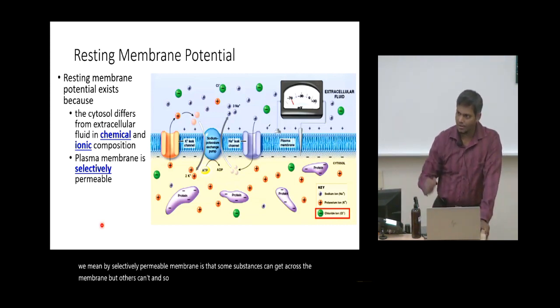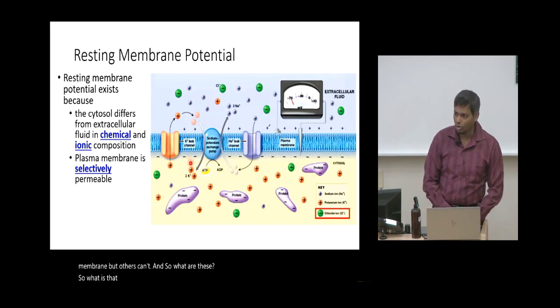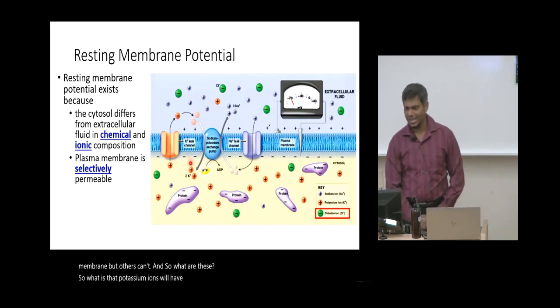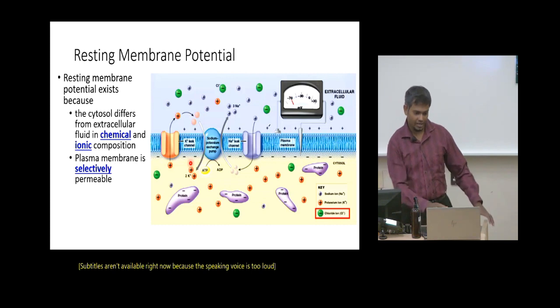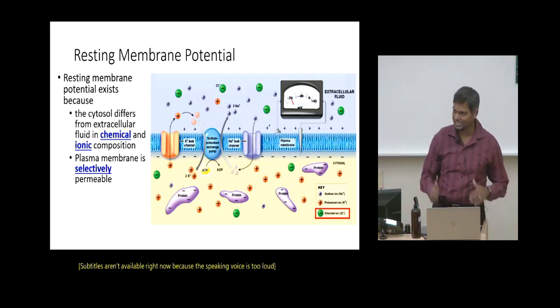So notice that potassium ions will have more leak channels than sodium ions. I repeat, potassium ions have more leak channels than sodium ions, and so potassium can easily leave the cell, or can even come into the cell if it wants to. But you have a higher concentration of potassium inside the cell, so it can easily leak out.